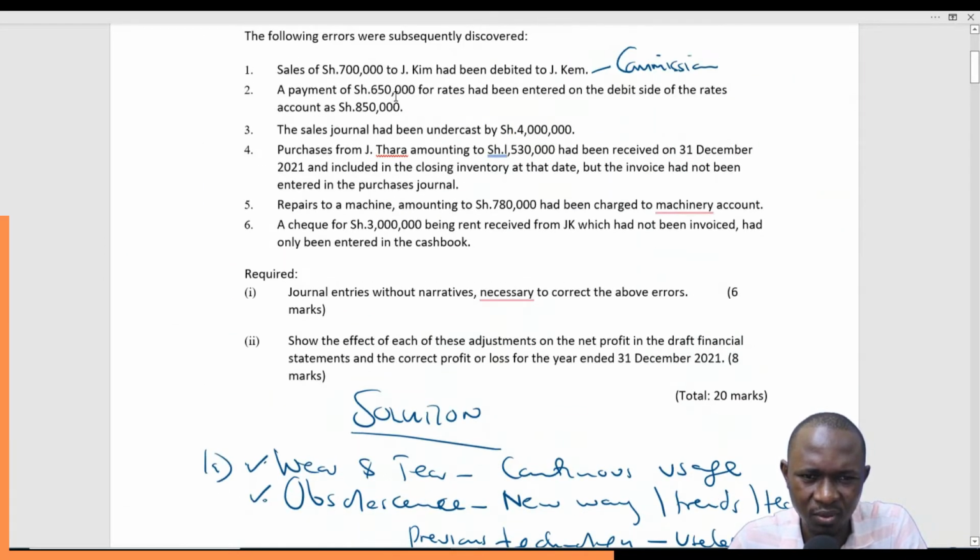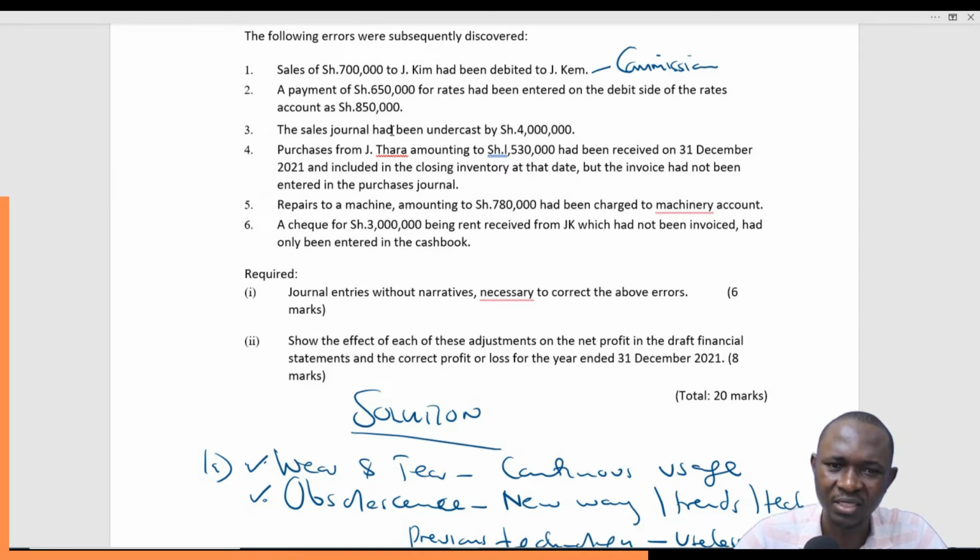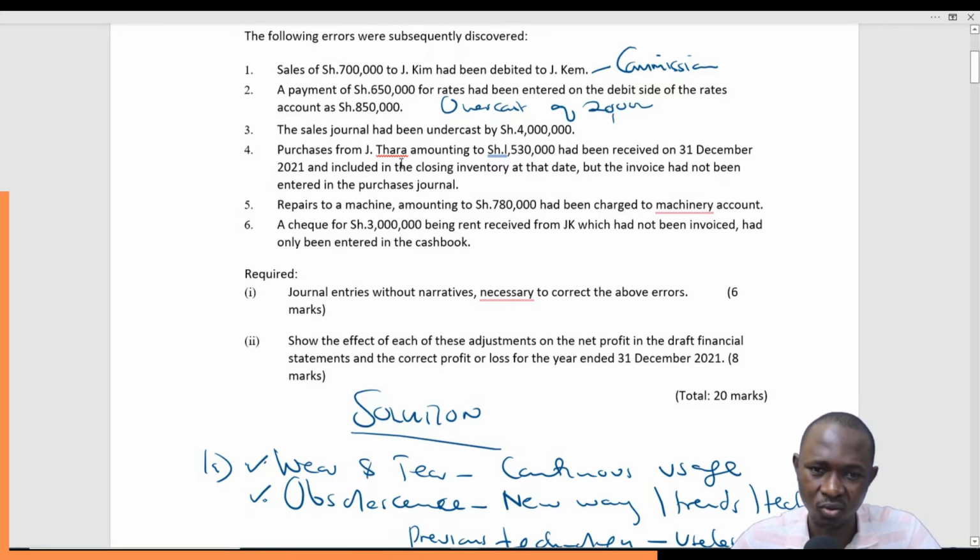A payment of 650,000 for rates had been entered on the debit side of the rates account as 850. So this is just a wrong entry, a wrong figure that has been passed on one side. That's correct, it should be entered on the debit side of the rates account, but it had been entered wrongly. It had been entered as 850 instead of 650. So there's an overcast of 200,000. So what are we supposed to do to correct this?